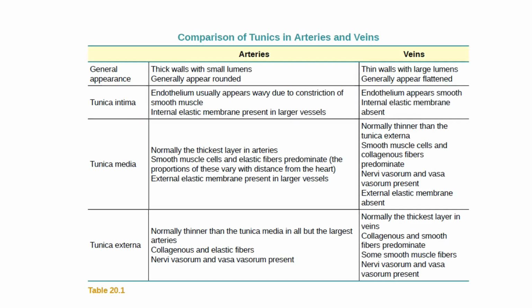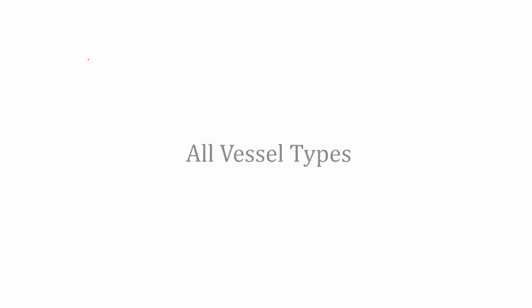Here's a nice summary table that's found in the book about the difference between arteries and veins. This would be a good table to study. You could cover these up and see if you can recall the difference between the tunica intima of arteries and veins, the tunica media of arteries and veins, and the tunica externa between arteries and veins, as well as their general appearance.